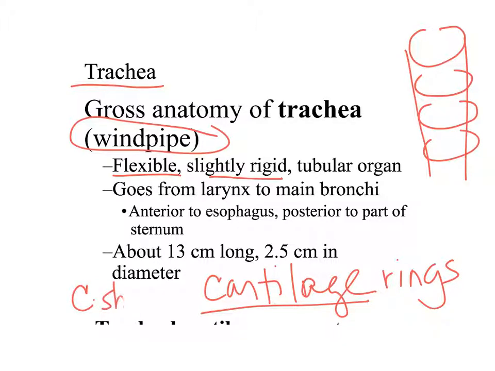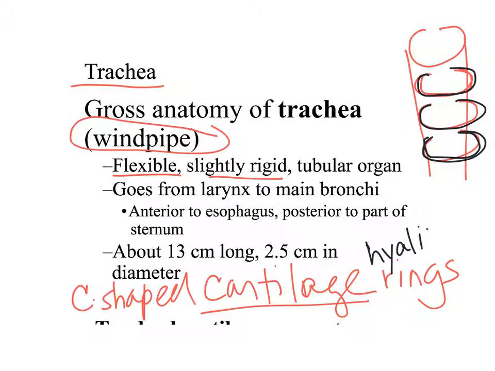They're C-shaped, meaning shaped like C's, like this. They don't close in the back. These cartilage rings are made out of hyaline cartilage, and you might remember that from Bio 103. The trachea is anterior to the esophagus, posterior to the sternum, and about 13 centimeters long.